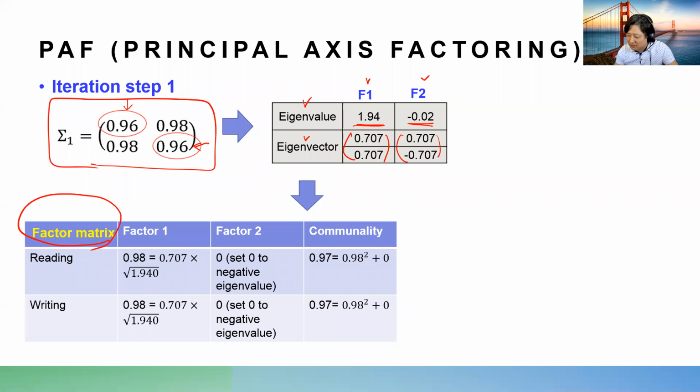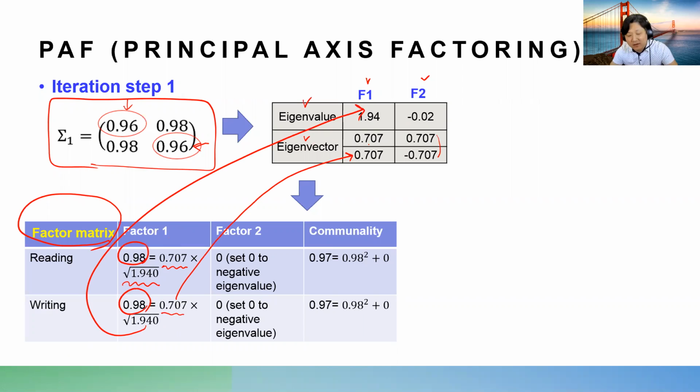Okay, so this factor matrix is eigenvector times square root of eigenvalue, which is the factor loading. It's right here, the 0.707. This is eigenvector times the square root of 1.94. This is the square root of eigenvalue, right? And the same for the second. And 0.77, this is the second eigenvector. I'm sorry, yeah, second eigenvector. And then negative 0.1. Okay, that is the 0.98 and 0.98. This is a factor loading.